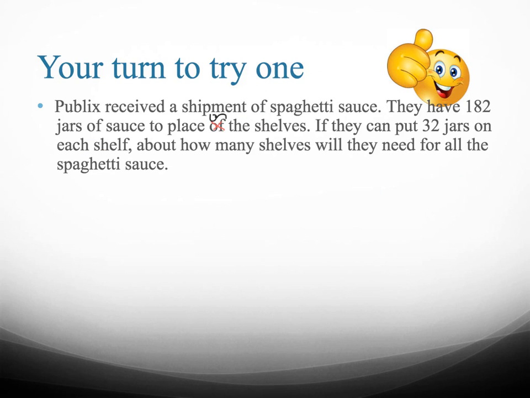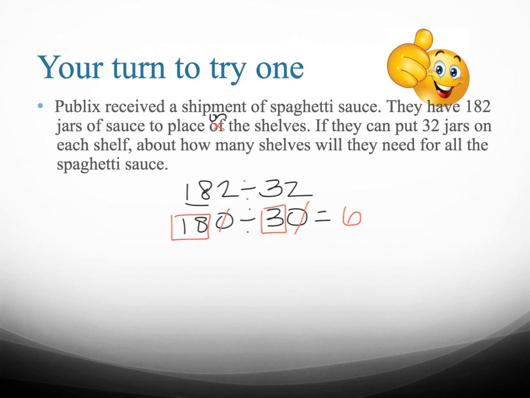Okay, now it's your turn to show what you know and try one. Publix received a shipment of spaghetti sauce. They have 182 jars of sauce to place on the shelves. If they can put 32 jars on each shelf, about how many shelves will they need for all the spaghetti sauce? Go ahead and pause the video and try working this one out in your journal to see how many shelves they're going to need. Well, here's the work. How'd you do? Did you say that they were going to need about 6 shelves for all the spaghetti sauce?